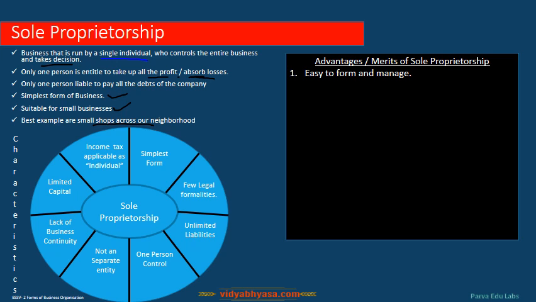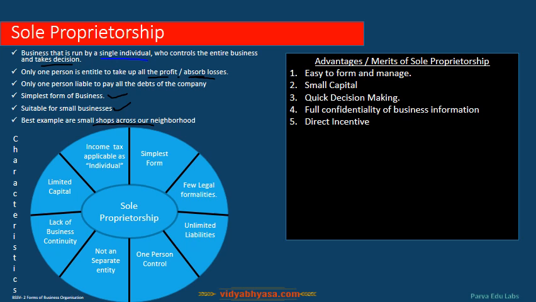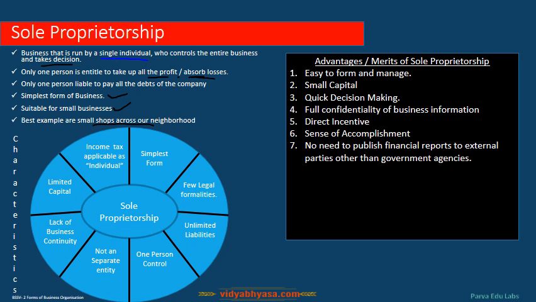Advantages: it is easy to form the business, small capital, quick decision making, and full confidentiality of business information, because everything you will be knowing and there is no worry of sharing this information to anyone. Direct incentive: if a business makes a profit, the entire profit goes to the sole proprietor. Sense of accomplishment: because the entire business is managed by one person, if the business achieves success, he will be more happy.